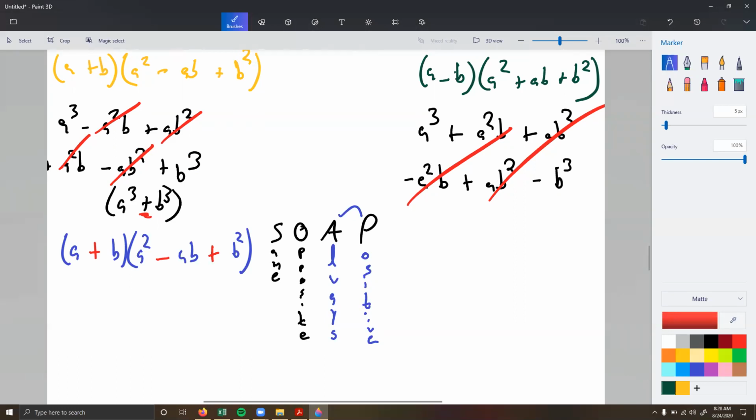And then for the difference of two cubes, basically the same thing. We have basically the same skeleton, a squared, ab, b squared, except because we have a cubed minus b cubed, we're going to take this sign here and we're going to use it. And we have same, opposite, always positive. So that's how you can remember how to do the sum and difference of cubes.